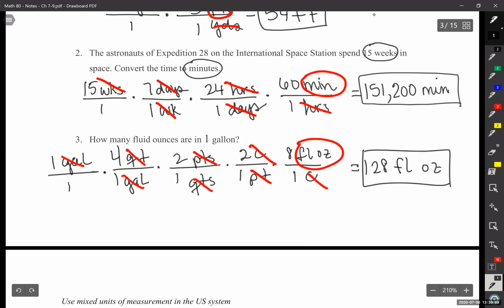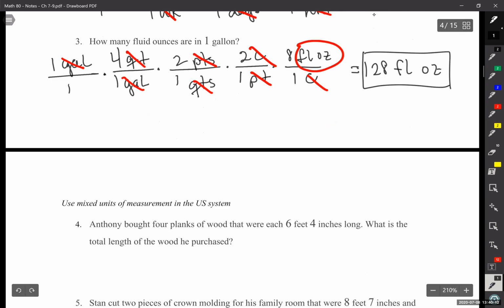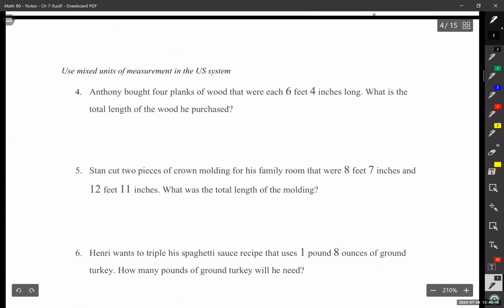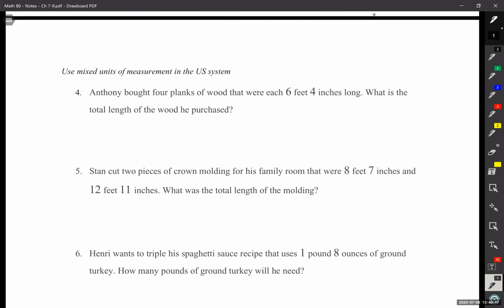So we can make as many of these fractions as we need, but we need to end up with the units in question and have everything else canceled out. So now we're going to look at mixed units here. And so there's 4 planks of wood, and each plank is 6 feet, 4 inches long. What's the total length of wood that he purchased?